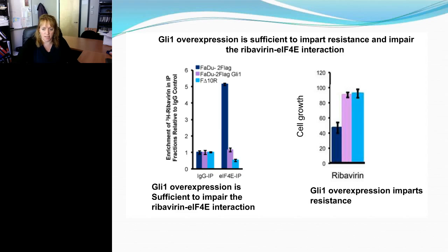We can see the parental cells at their IC50 relative to now the cells overexpressing GLI1, or the resistant cells that were derived by long-term growth in ribavirin.